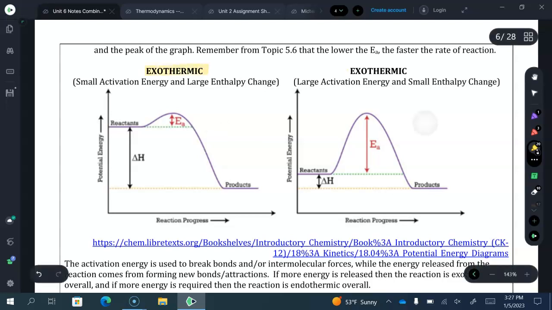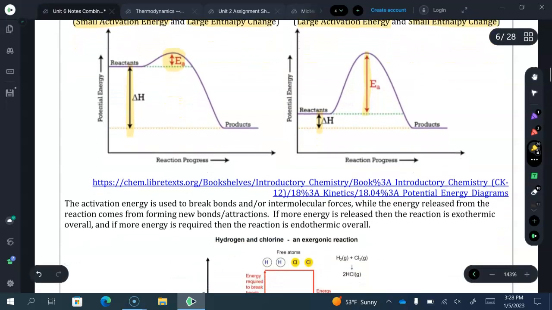Looking at two exothermic reactions, where we see a small activation energy and a large enthalpy change versus a large activation energy and a small enthalpy change. Okay, so these tend to be inversely related, where we see a very small Ea, but due to the nature of the reactions, we have a large enthalpy, and vice versa, comparing these graphs.